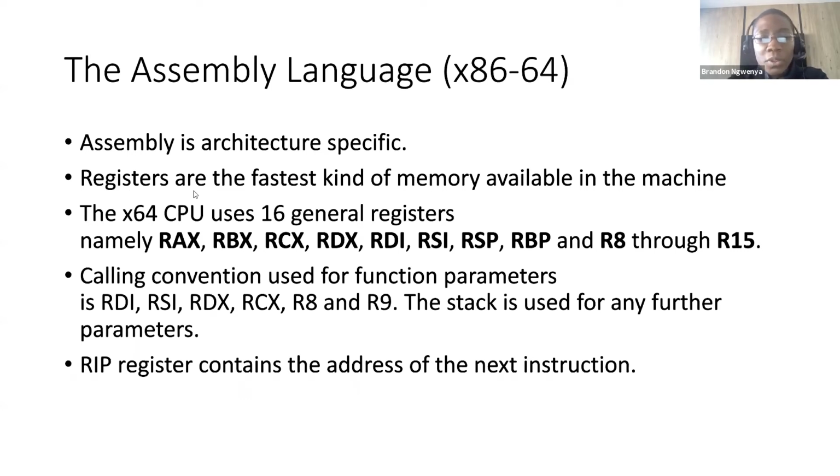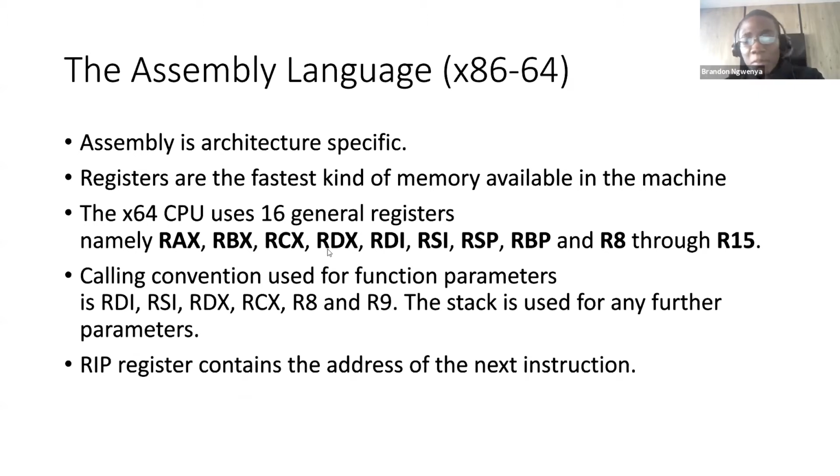The 64-bit CPU, which is the one that I'll be talking mostly about, and also the 32-bit, uses 16 general registers: RAX, RBX, RCX, and all the others. These are very important because they get used for most of the operations that you do. If you're doing addition, or calling a function that returns something, all that data gets stored in registers. Assembly doesn't use any variables.